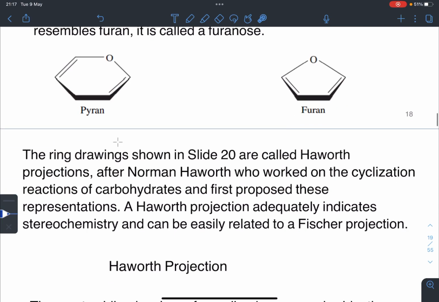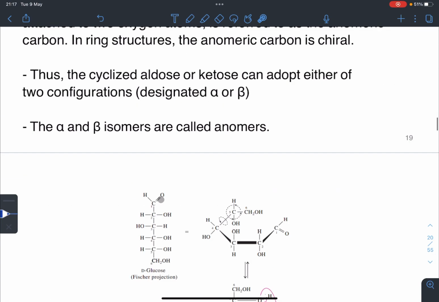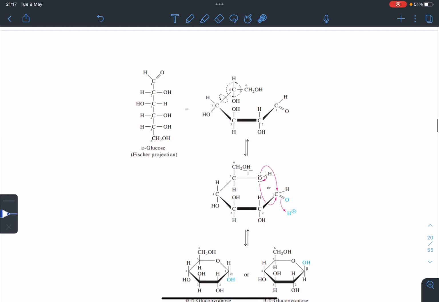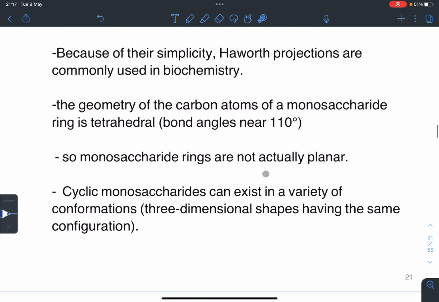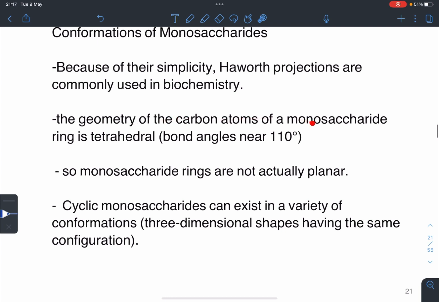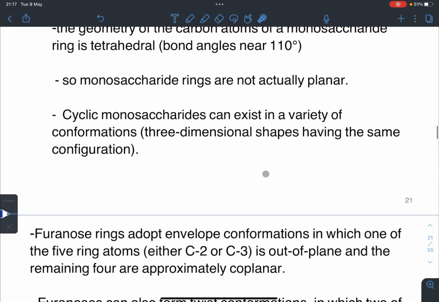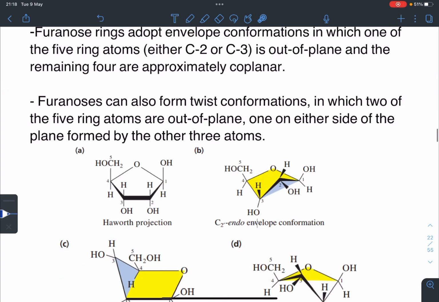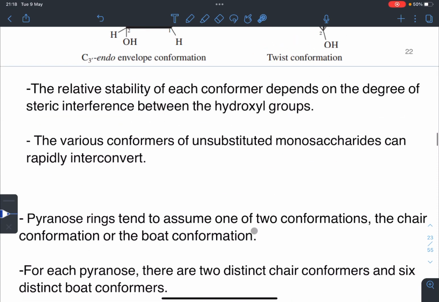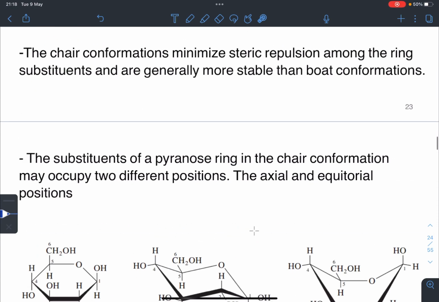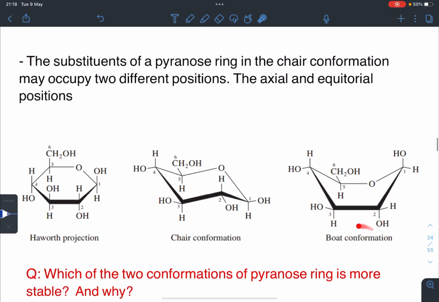Okay. So let's just run, right? Shall we? Haworth projections are used. So you have the electron push diagram. You don't need to know that too much, but you can go study that a bit. Or of course, remember the bond angle. The geometry of carbon atoms on a monosaccharide ring is tetrahedral. That's about 110 degrees. So you have a boat-shaped conformation, and you can have an envelope-shaped conformation. Even though I'm running through the slides because I want to make this video as short as possible for you. So you have a chair conformation here, you have a boat conformation here, and I have a Haworth projection here.